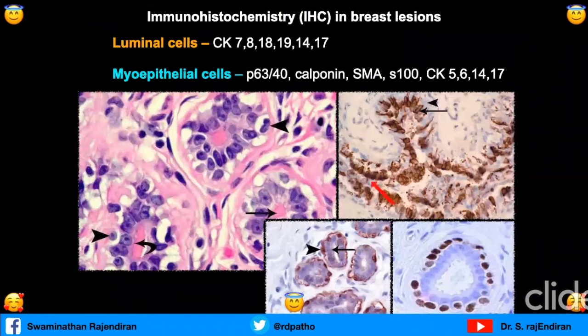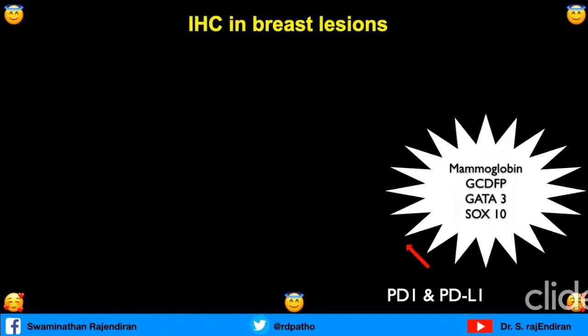Coming to immunohistochemistry, as I told you, luminal cells and myoepithelial cells, they are having difference. Luminal cells, low molecular weight cytokeratin, myoepithelial cells, high molecular weight cytokeratin, but more importantly, P63 or P40. I love the nuclear markers. Okay, this is a SMA. Okay, see the cytoplasm is staining, whereas here the nuclear marker, myoepithelial cells, they are very nicely seen. So go for P63 or P40.